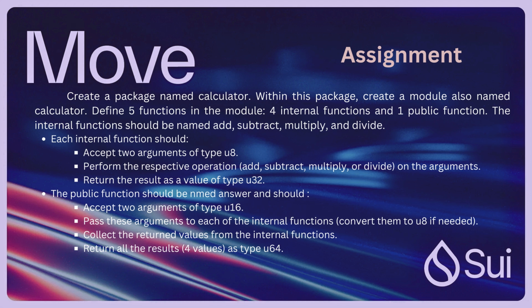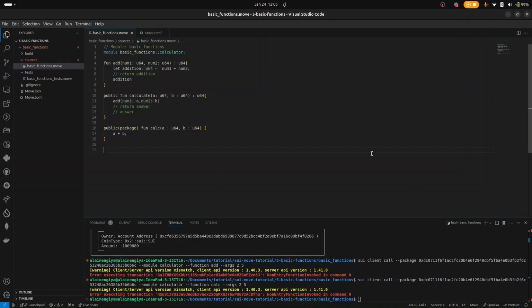I'm going to be providing the solution in the next video. I also want you to publish the package. So publish the package and make sure you call the public function, which is named answer, and that it is successful. I'm also going to be giving the text explanation of the assignment, both on the GitHub repo and in the description below. So that will be all for the assignment.